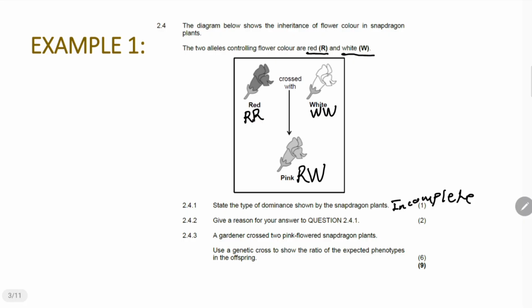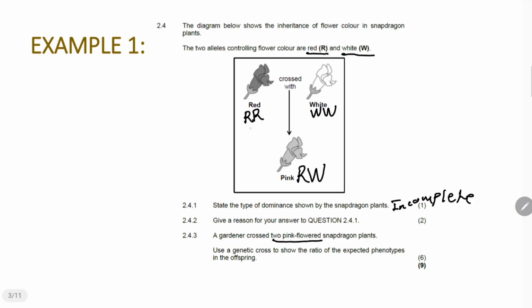2.4.3, a gardener crossed two pink-flowered snapdragon plants. Use a genetic cross to show the ratio of the expected phenotypes in the offspring. So, a gardener here used two pink flowers. So, it is a pink flower that is crossed with another pink flower.